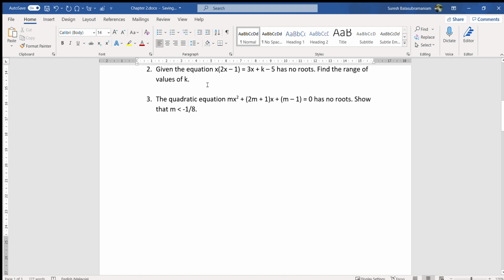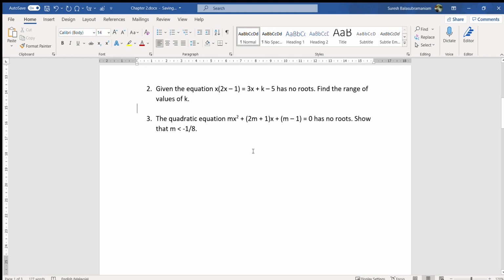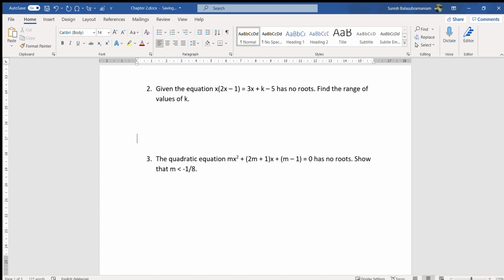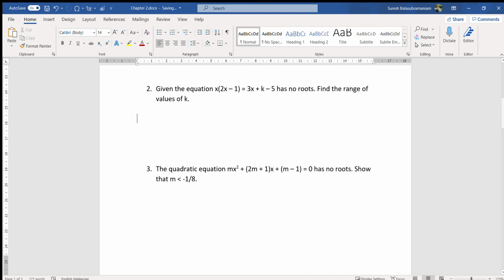For number 2, given the equation x(2x minus 1) equals 3x plus k minus 5 has no roots, find the range of values of k. Okay, I'll just copy and paste this equation. Let us change this to a standard quadratic equation, and therefore we can use that standard quadratic equation to find the values of a, b, and c. Now it is not a standard quadratic equation.